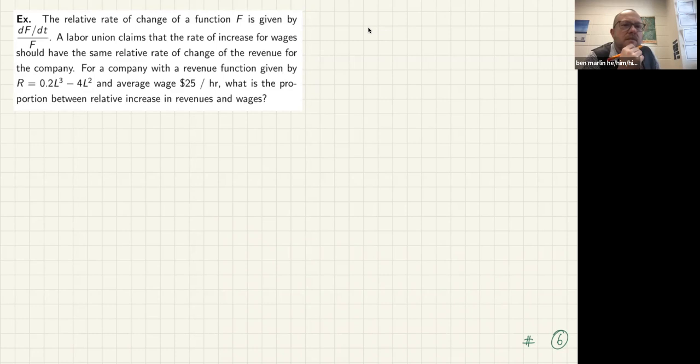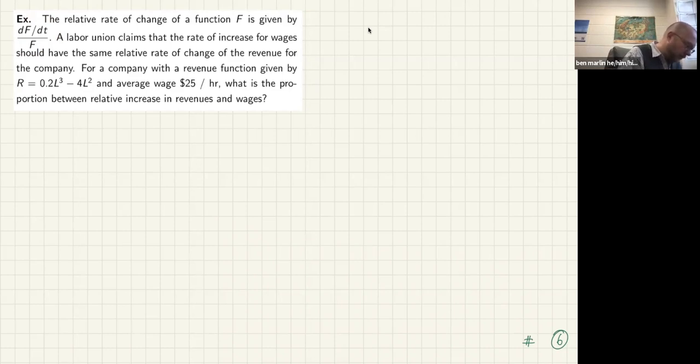So for a company with a revenue function given by this, I am not an economist. I don't know. That doesn't seem like a realistic thing that somebody's actually studying, but maybe it is. Anyway, a company has a revenue function given by that and an average wage of $25 per hour. What is the proportion between the relative increase in revenues and wages? So the essential thing we're going to do is calculate this df/dt, but for R. So it's going to be dR/dt divided by R, of course.